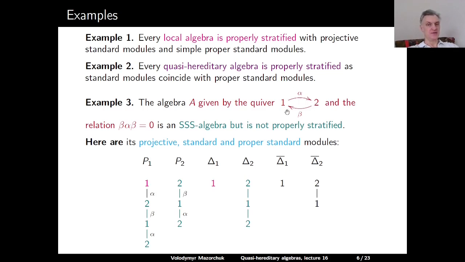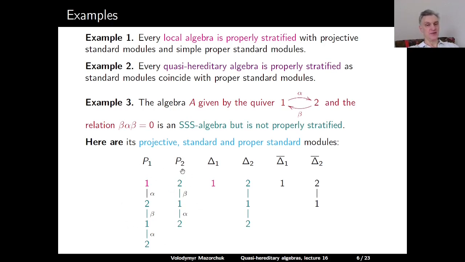For the projectives, for P1 we start at 1, we follow alpha to go to 2, then we can do beta to go back to 1, then we do alpha to go to 2 again, and then we are stuck because of the relation that beta alpha beta is 0. For P2, we start at 2, we use beta to go to 1, we use alpha to come back to 2, and then we hit the relation. So these are our indecomposable projectives.